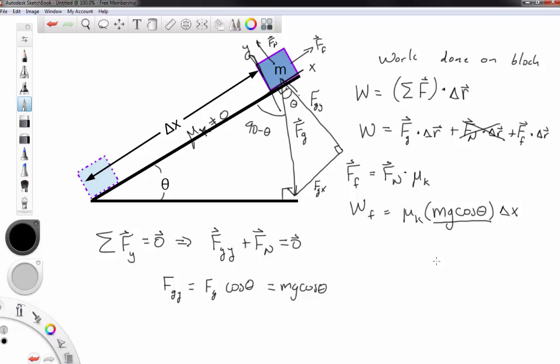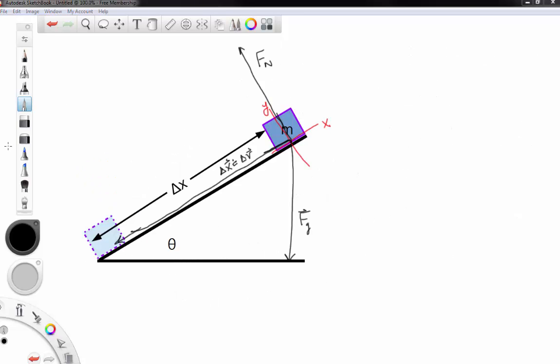Now, the bigger question comes in when we try to find the work done by gravity. To see how we get the work done by gravity, I've redrawn this diagram, again looking at Fg and at Fn and so on. We're ignoring friction here because we just want to know how much work is done by gravity. And that should be, work done by gravity should be the force of gravity as a vector dotted with the displacement as a vector.